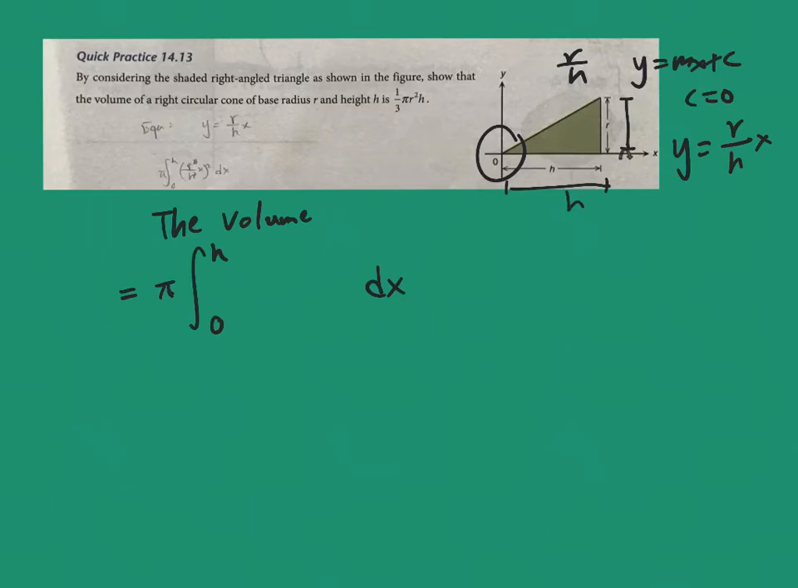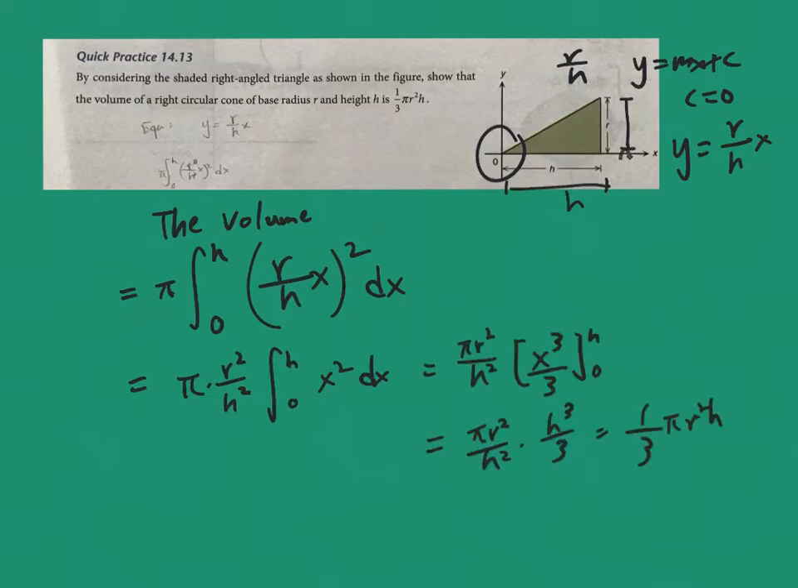So put it inside the integral, you need to take the square of it. Therefore, r over h and then x squared. As r and h are constants, therefore I take it out. Therefore, only x squared inside the integral. So we can get the volume of a right circular cone to be 1/3 pi r squared h.